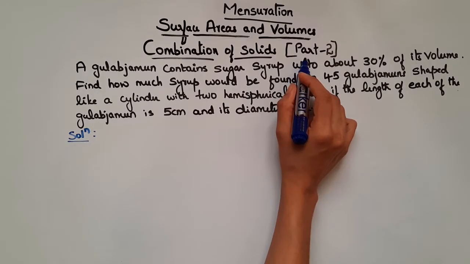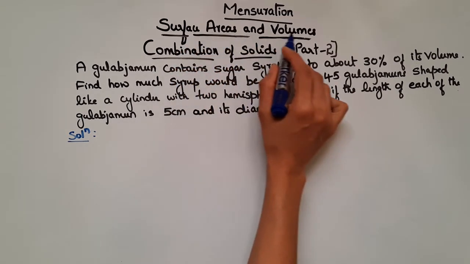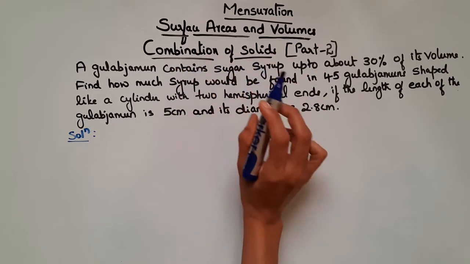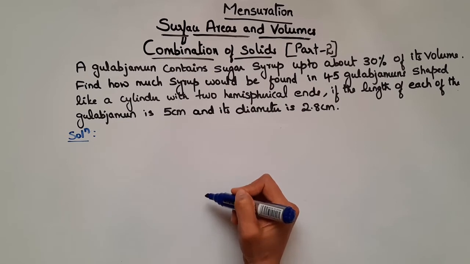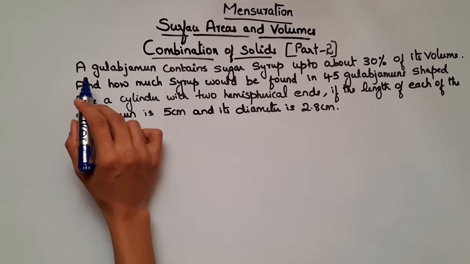In this video, we will see part 2 of surface areas and volumes of combination of solids. For part 1, link in the description box below, you can check that out. So let's see some more problems under this topic.